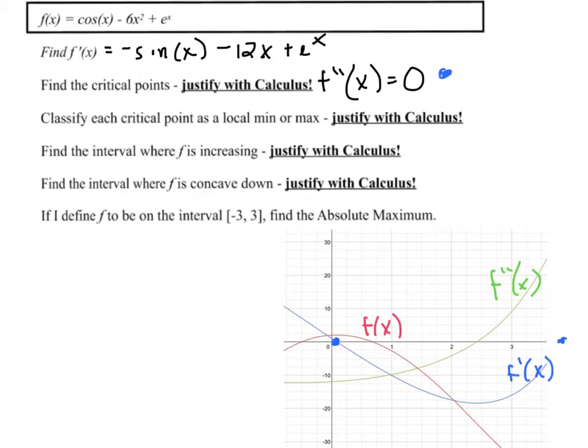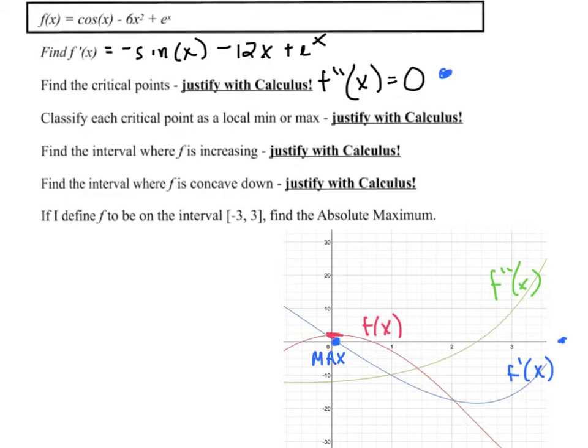Now, this critical point right here, the derivative changed from positive to negative. See that? The derivative was positive, then negative. That makes this a maximum in the original function. Now, you can see that in the original function, it is a maximum.